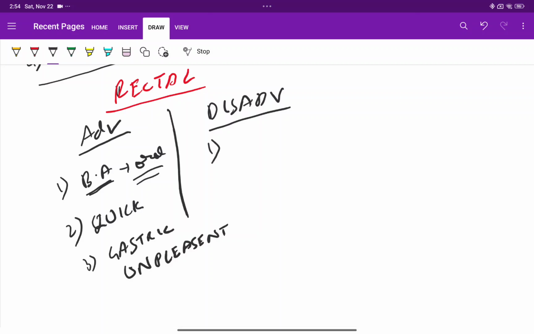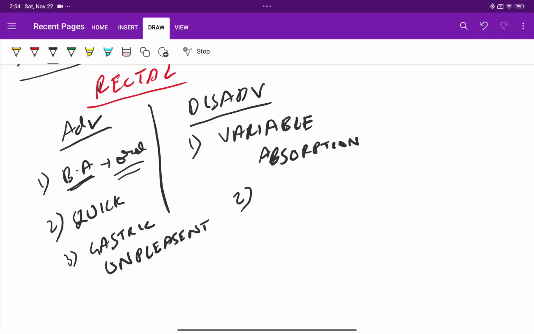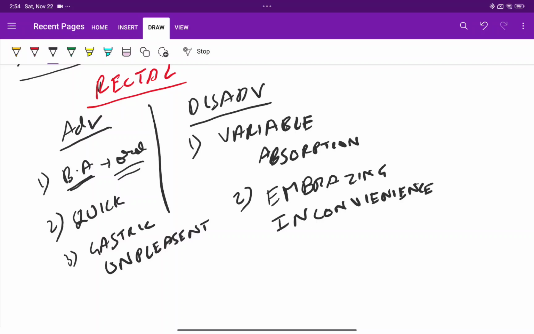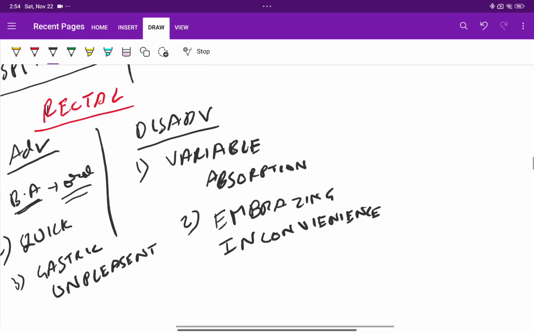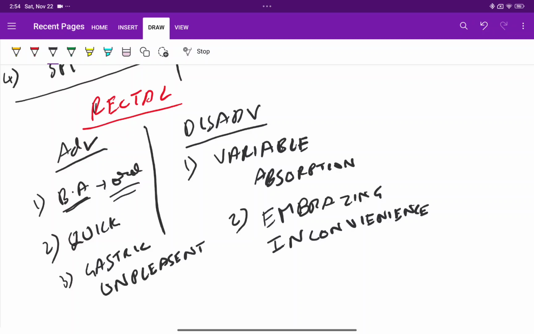What are the disadvantages? There is variable absorption of the drug. Second disadvantage is the embarrassment and inconvenience to the patient. So, rectal advantages and disadvantages.